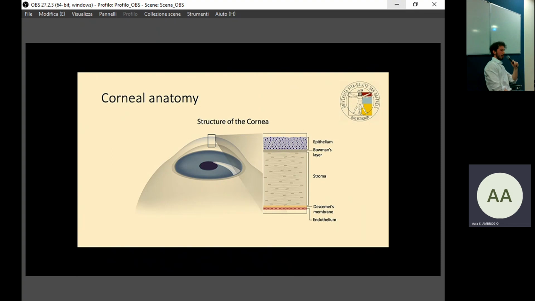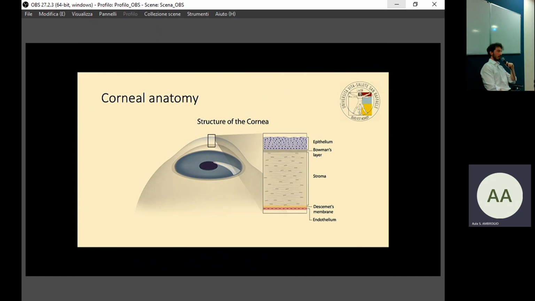First of all, we have some brief introduction on the corneal anatomy, just a few words. As you can see, the corneal anatomy is characterized by an external layer, which is the epithelium. Then we have the Bowman membrane and the stroma. The important aspect to remember is that the epithelium is an important barrier in between the external world, the external environment, and the internal world, so the skull and the nervous system.